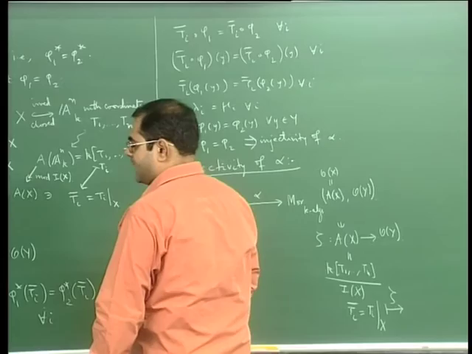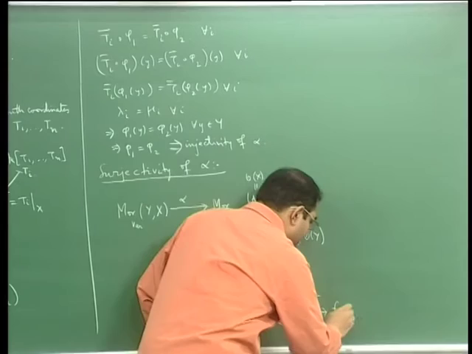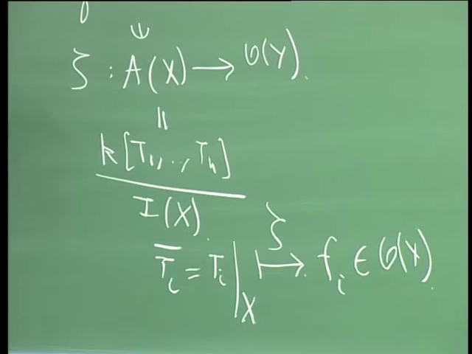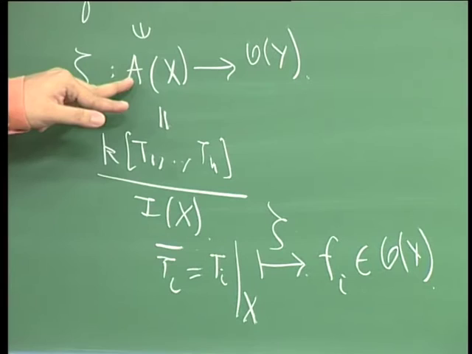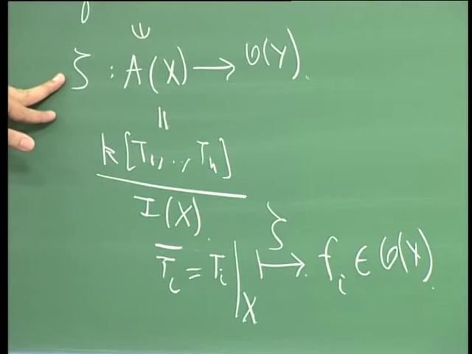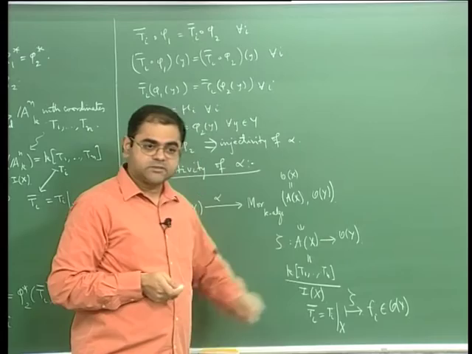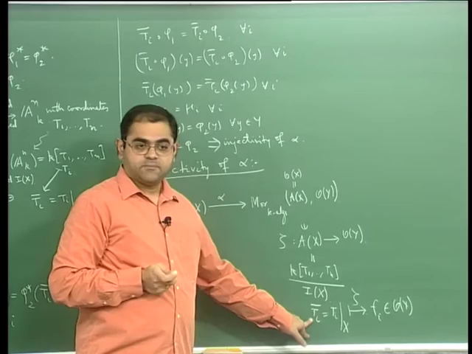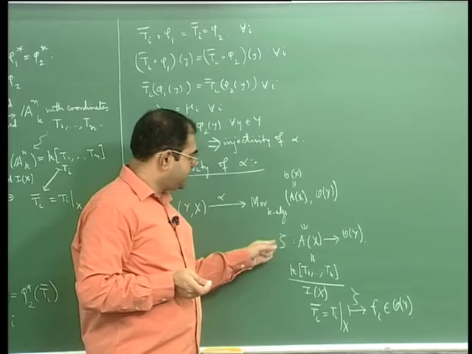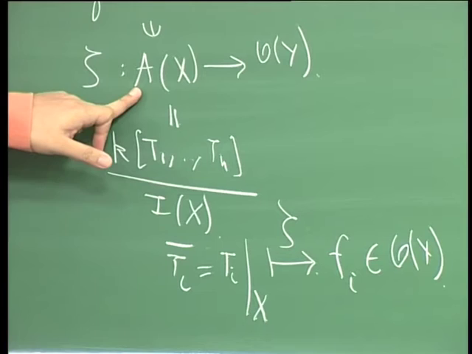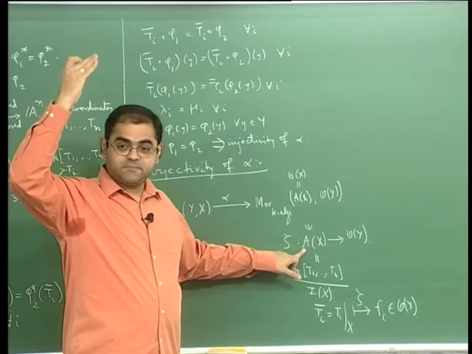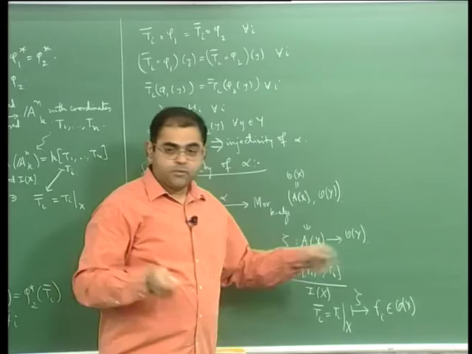They will go to some fi's, and these fi's will lie in OY. After all, the Ti bars are regular functions on X, and zeta is a k-algebra homomorphism, so it's going to take an element here to an element there, and an element there is a regular function on Y. So fi is the image under zeta of the Ti bar for every i. The moral of the story is very simple: the moment you give me a k-algebra homomorphism from AX to OY, the n coordinate functions on AX, which are actually the n coordinate functions in the affine space in which X is sitting restricted to that X, automatically give you a bunch of n functions on OY.